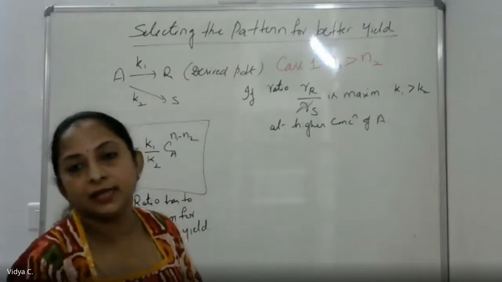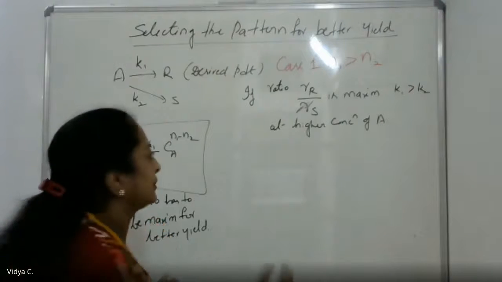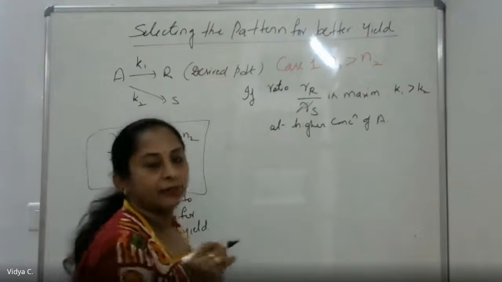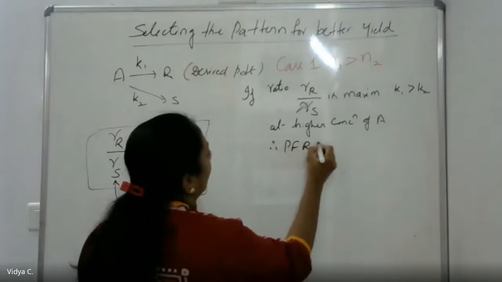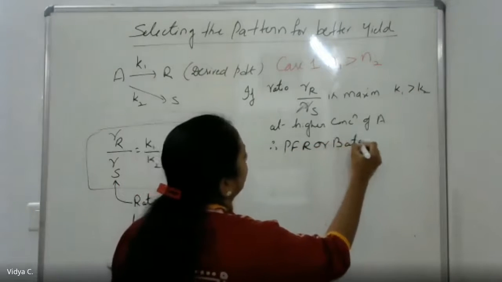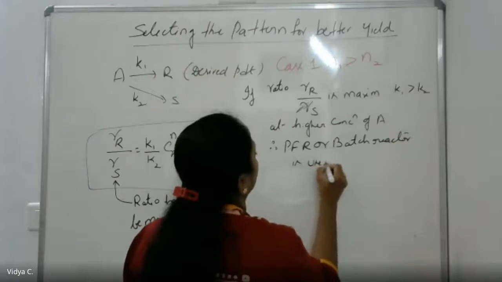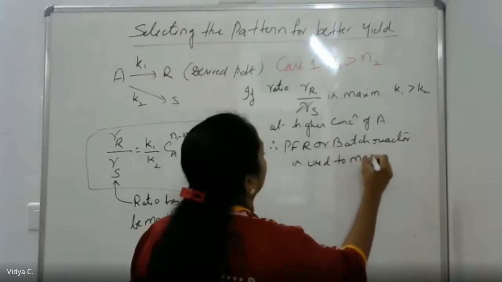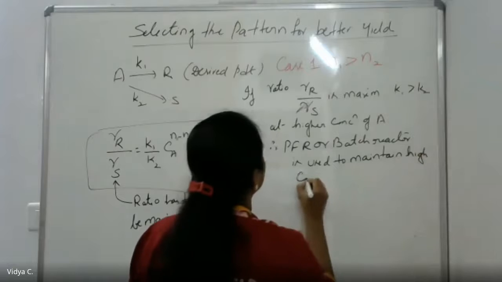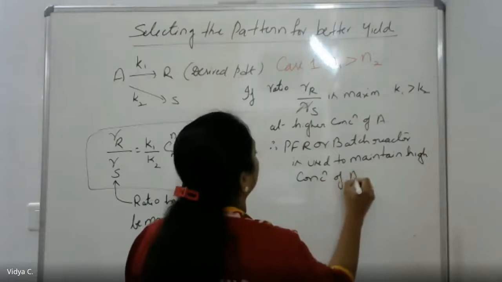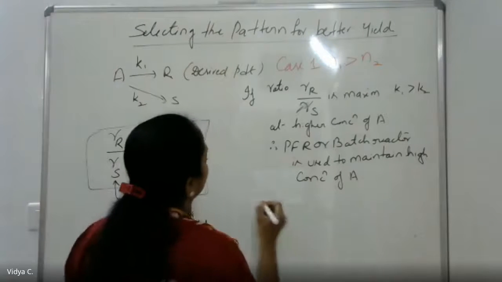Now, how do I maintain this high concentration of A? PFRs are used to maintain higher concentrations. PFR and even the batch reactor can be used. So the conclusion is, therefore, PFR or batch reactor is used to maintain high concentration of A. This is the first case, case 1. Next, case 2.